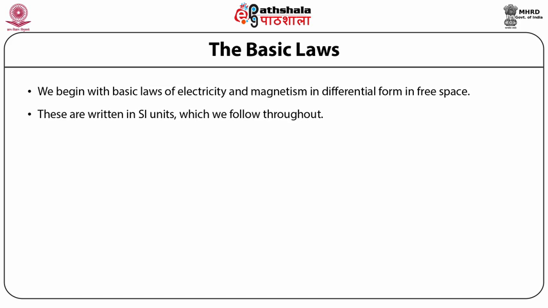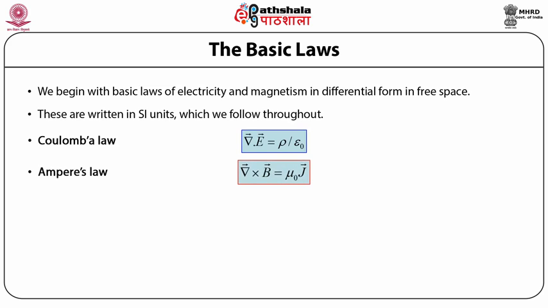The first law that we would be discussing here is Coulomb's law, which basically tells us that the divergence of the electric field is equal to rho upon epsilon naught, where rho is the volume charge density and epsilon naught is the electrical permittivity of free space. The second law is Ampere's circuital law, which is given as the curl of the magnetic field induction vector B equal to mu naught times the current density J, where mu naught is the magnetic permeability of free space.